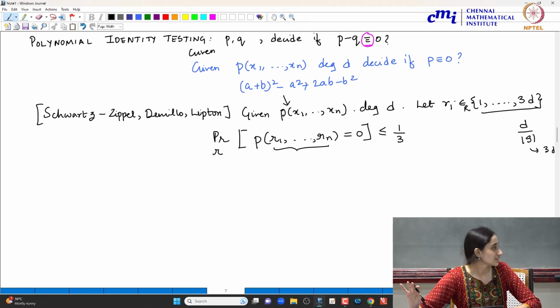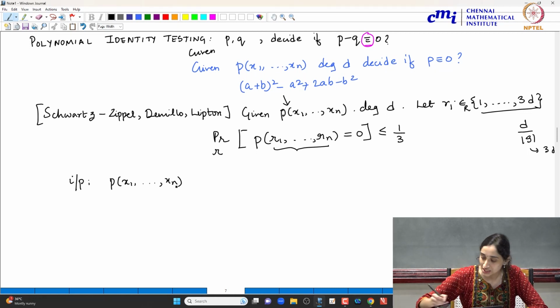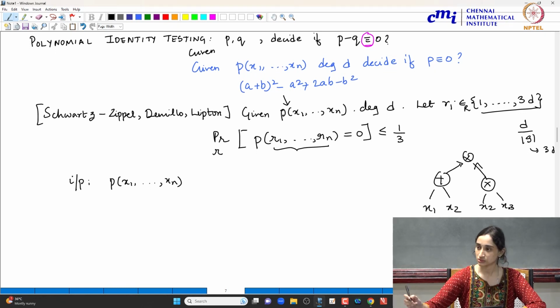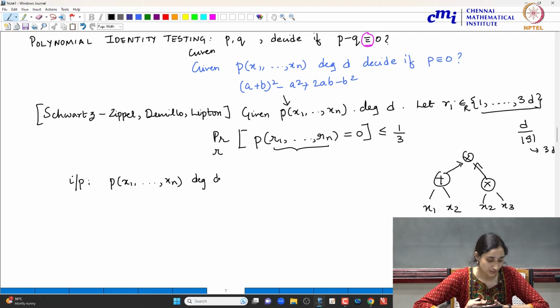Is that okay? So here is the input. The input is given as a polynomial. You might want to ask how it is given. Just like a Boolean circuit, maybe it's given with a bunch of multiplication and addition gates. And the degree, let's say you are promised D. So now can you come up with an algorithm? Or does this statement here give an algorithm?